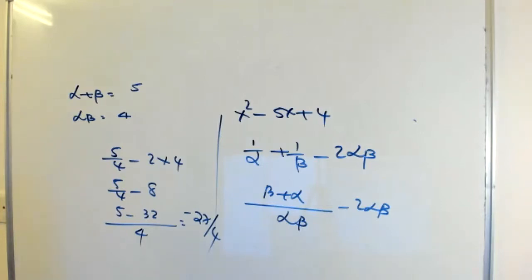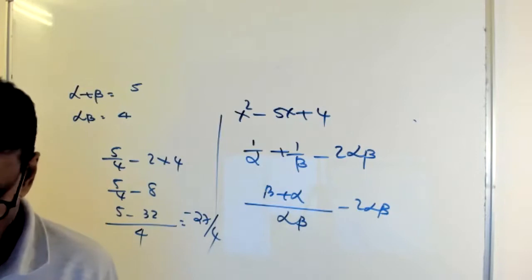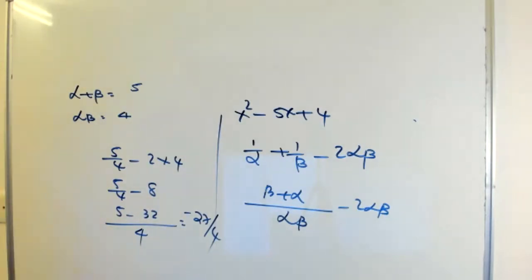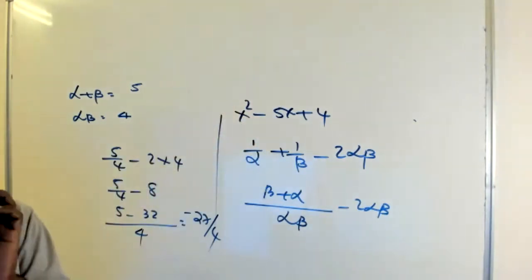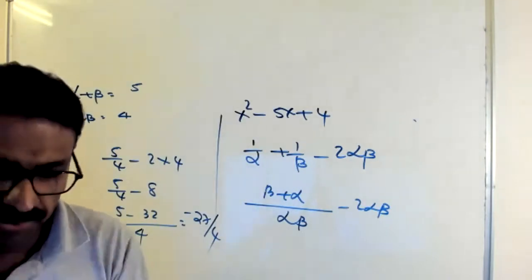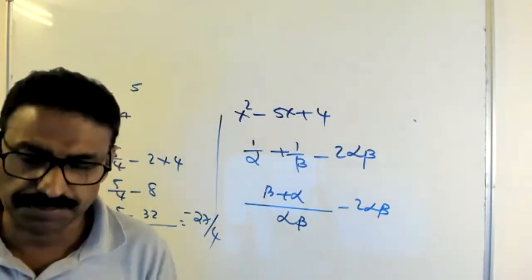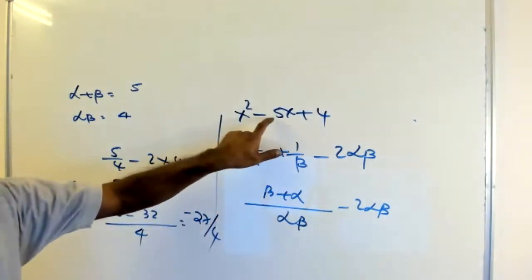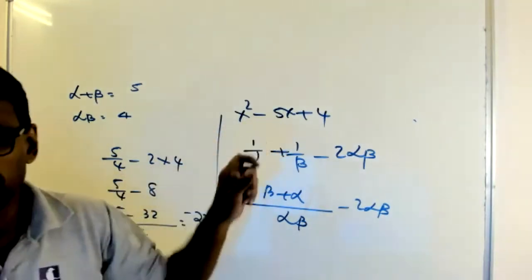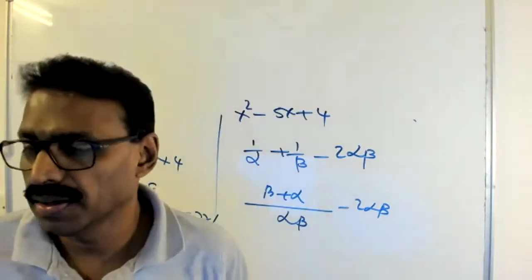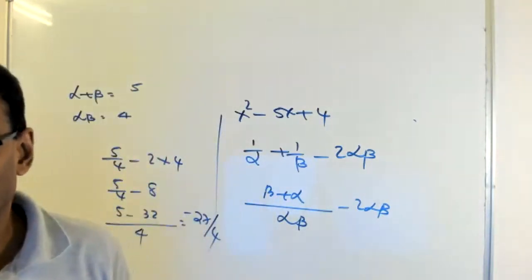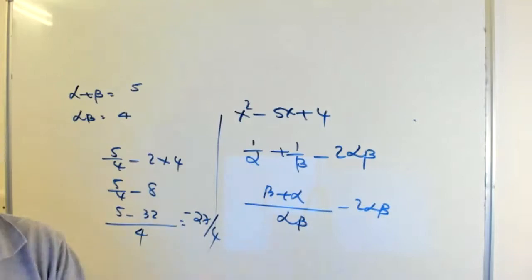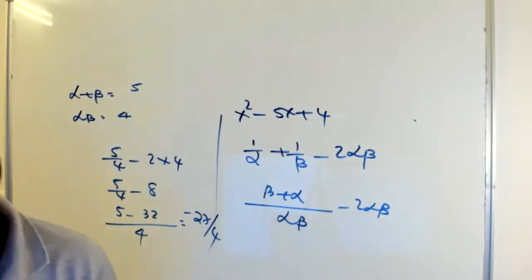Yes, sir. Okay, if it is not getting understood: first of all, the base is what? Alpha plus beta is minus B by A, alpha beta is C by A. That's why we spent one full class to fix what is alpha plus beta and what is alpha beta. Okay, so copy this one.